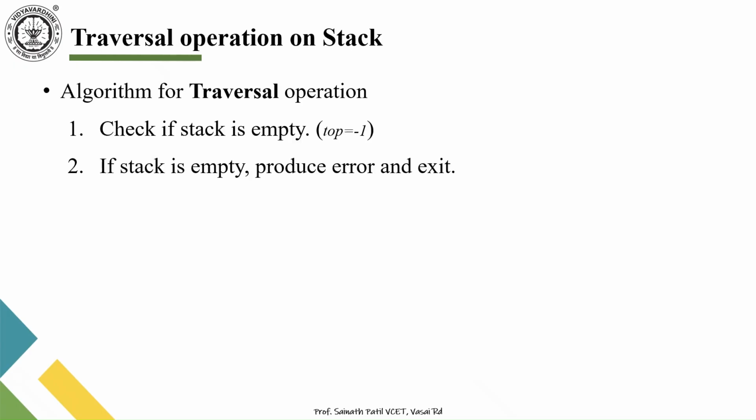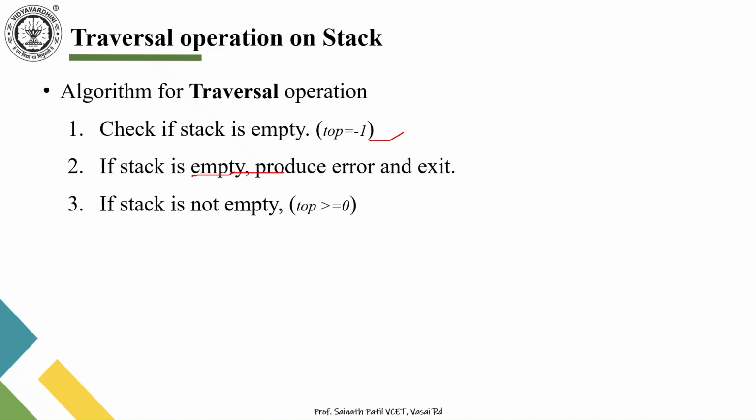Next is the traversal operation on stack. We know traversal means visiting or processing each data element of the data structure at least once. Now in this case, visiting or processing each data element of the stack at least once. So we write the display function over here. The algorithm for traversal operation is that, very first, we have to check whether the stack is empty or not. If top is equal to -1, that means the stack is empty. So we check it. If it is empty, we produce an error and exit.